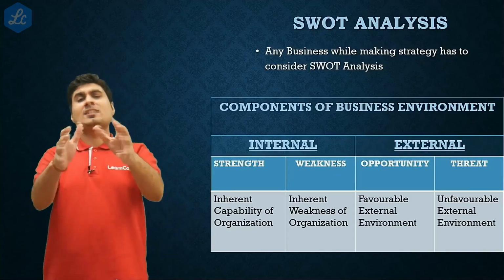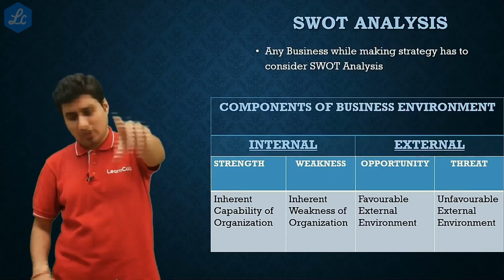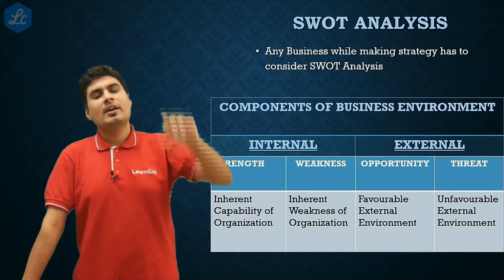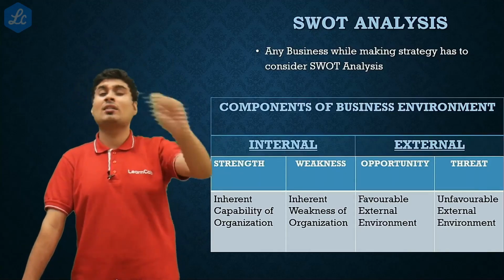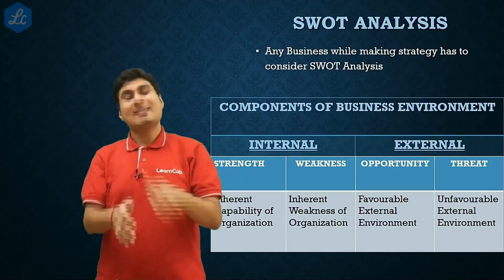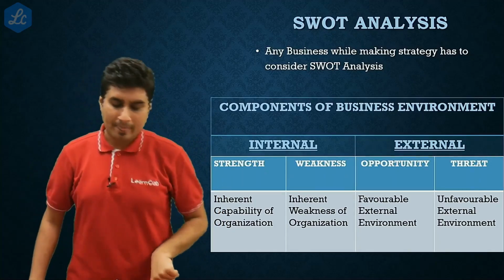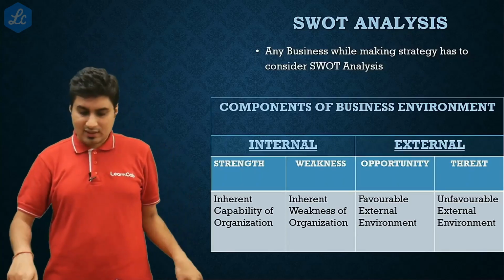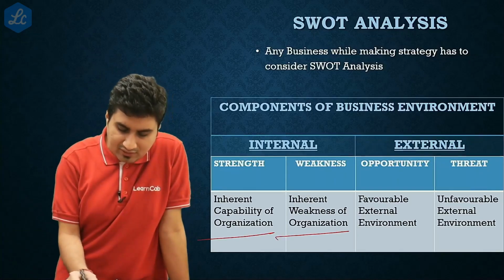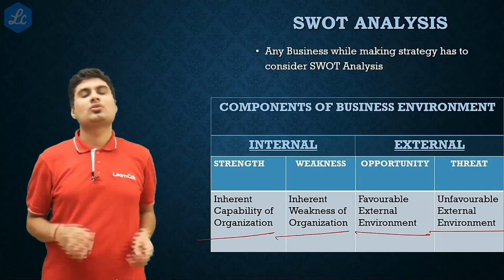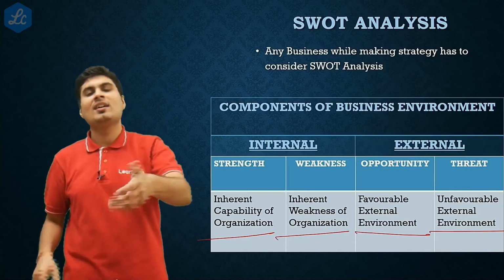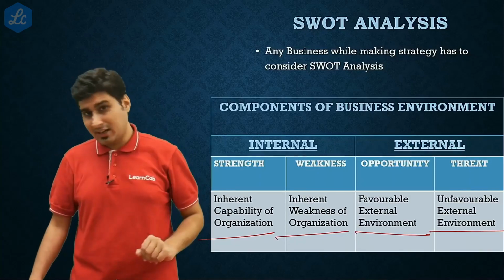Let's start. Let's take the example of McDonald's and write, so you can write in bracket McDonald's. Components of environment: internal, strength, weakness; external, opportunity, threat. You have to write this also: inherent capability, weakness, favorable, unfavorable. So I'll say a few things and you have to see and tell where it matches. Are you clear? Please write.